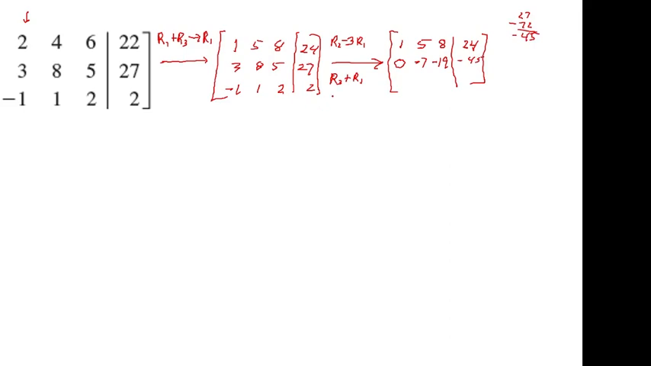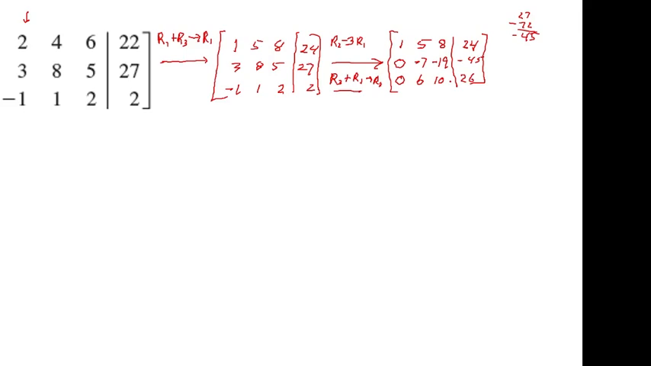Let's do the same thing with row 3. Row 3 plus row 1 is what the instruction says. And remember, it's going to replace the first one listed, row 3. So I just add them. 1 plus -1 is 0. There it is. That's what we want. 5 plus 1 is 6. These are easier numbers. 8 plus 2 is 10. And 24 plus 2 is 26. And so we have that.